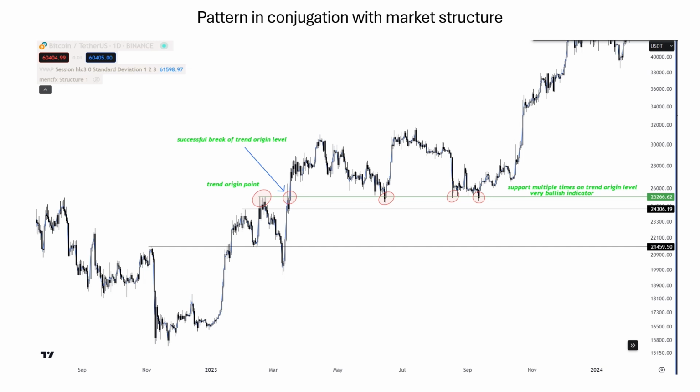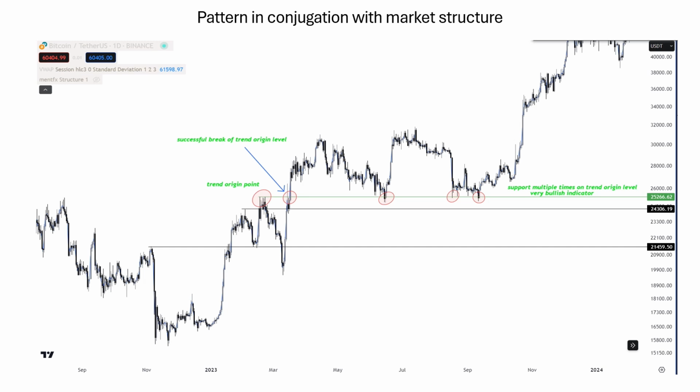You wait for a pullback after the first structure break, then a subsequent break of the top of that pullback, second structure break. If another pullback is put in place after that happens, the top of that pullback gives us a potential trend origin point. But it's still a potential one because it hasn't successfully been broken through yet. Not just broken through, but successfully broken through.